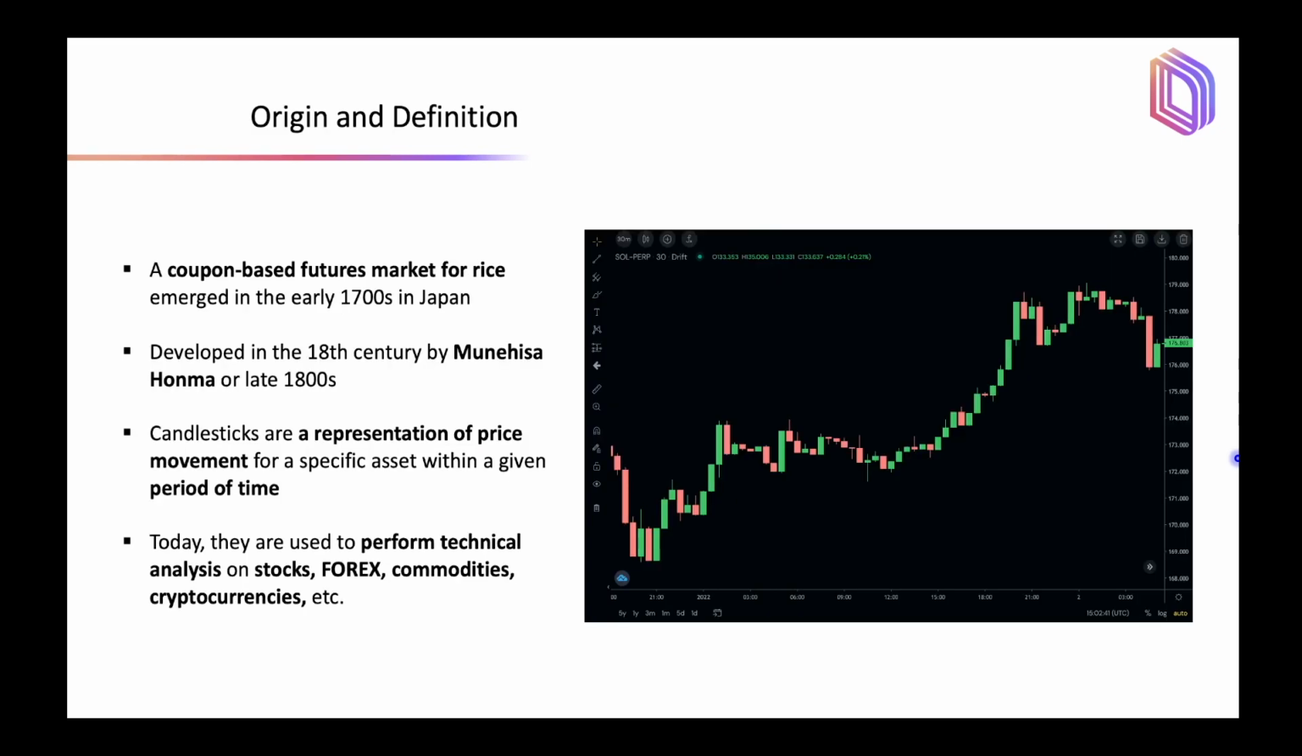So in terms of origin, candlesticks were either developed in the 18th century by Munehisa Homma or in the late 1800s, depending on the source. There's actually debate about that. What happened initially is that there was a coupon-based futures market for rice that started in the early 1700s in Japan. And there was also a secondary market regarding this coupon, so people were trading them on the secondary market.